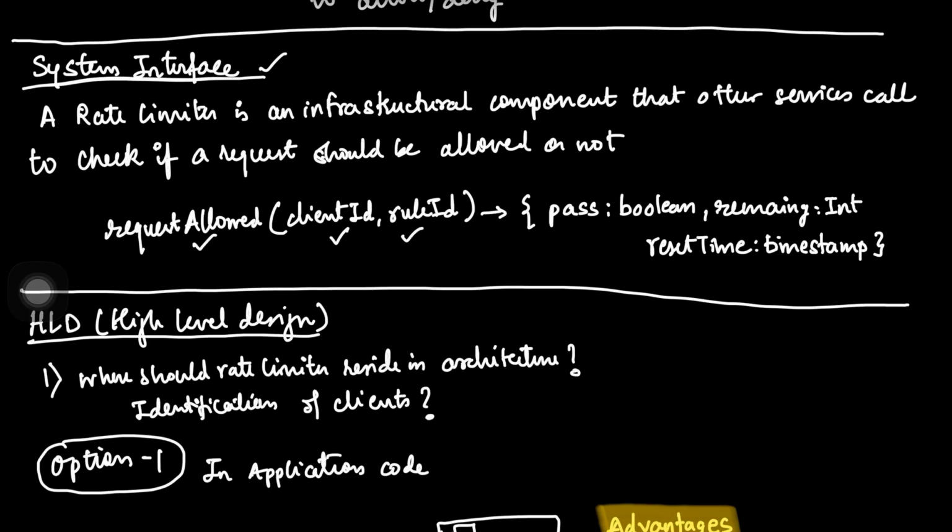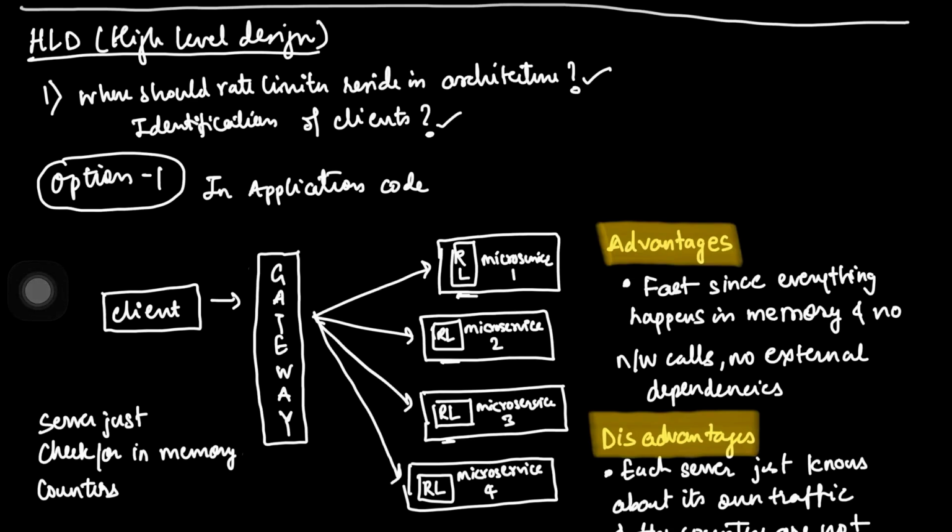Once we give these two things as parameters, it returns a response containing a boolean to pass or fail the request, an integer showing the remaining quota, and the timestamp for the reset time. So all these three things give us the actual information about our request, whether it failed or was accepted.